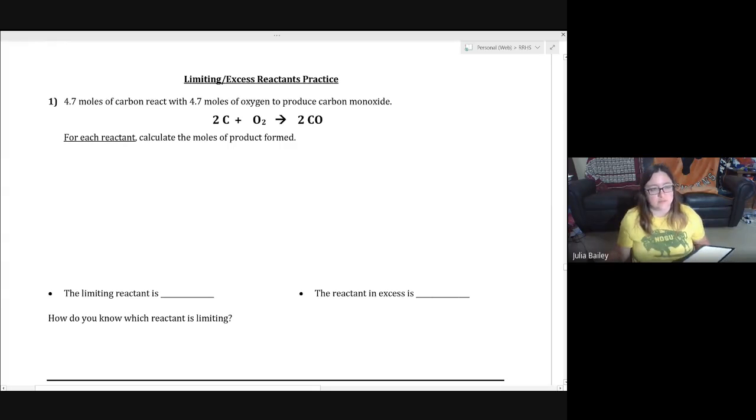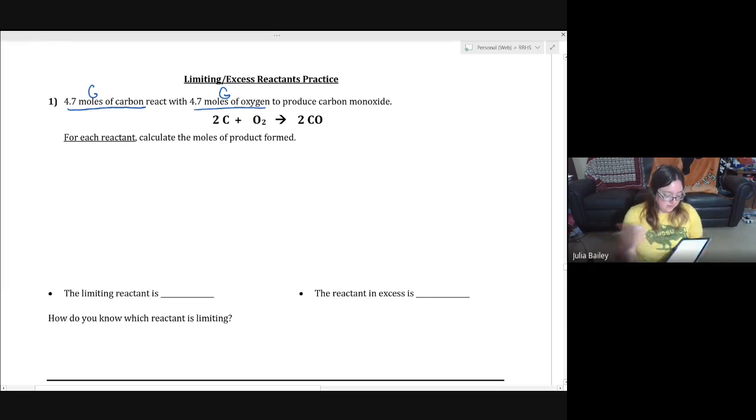In this problem, 4.7 moles of carbon reacts with 4.7 moles of oxygen to produce carbon monoxide. You've got 4.7 moles of carbon as one given. 4.7 moles of oxygen is another given. And if you look at the reaction they gave us, 2 C plus O2 yields 2 CO, carbon and oxygen are both reactants. So since we were given 2 reactants, that tells us this is a limiting and excess problem.